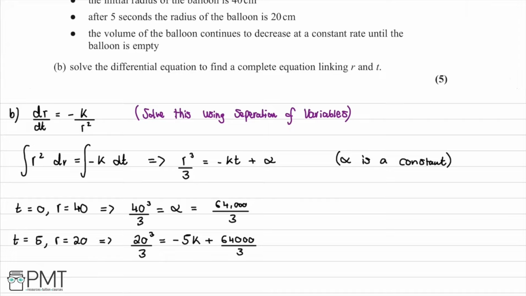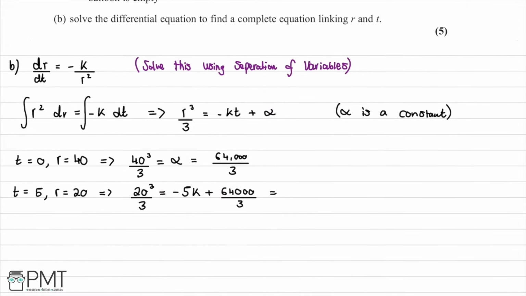So now all that's left for us to do is to solve for k. So how are we going to do this? Well, what we can say is that 5k is going to be equal to 56,000 divided by 3. How did we get this? We got this by adding 5k to both sides and then subtracting 20 cubed over 3 from both sides. And then we divide this by 5 to work out what k is.